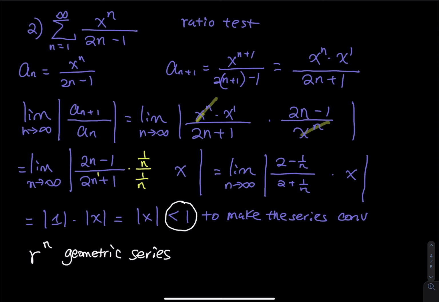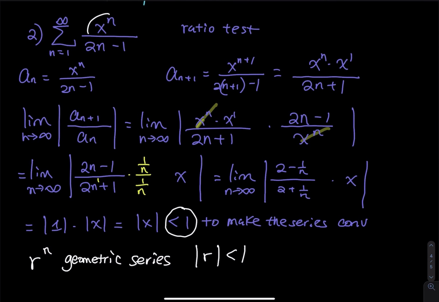In order for that geometric series to converge, what must be satisfied regarding the common ratio? The common ratio must be less than 1. Here, my common ratio is the base x. Look at the power series: x raised to the n. So the base is x, which means the common ratio is x.